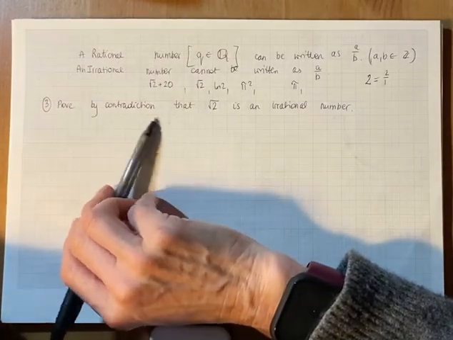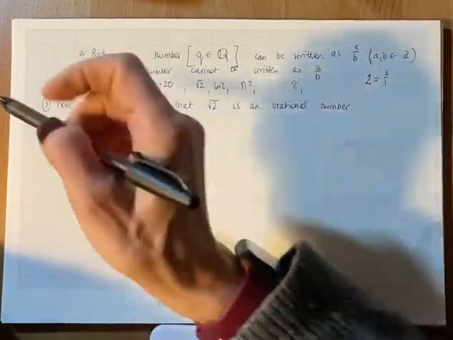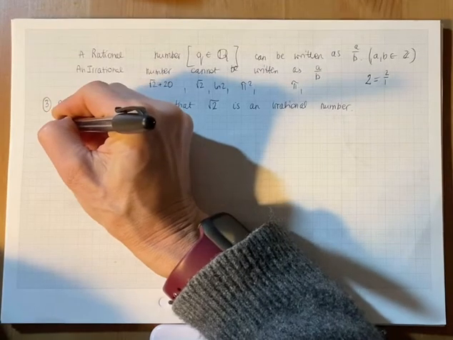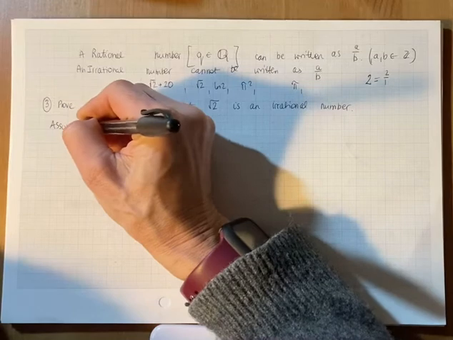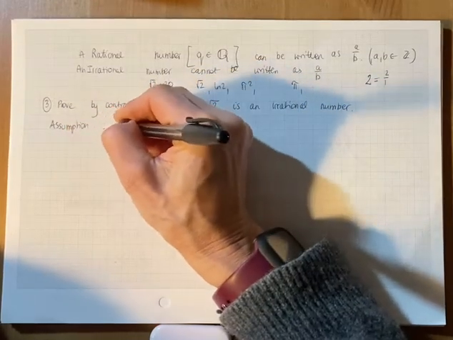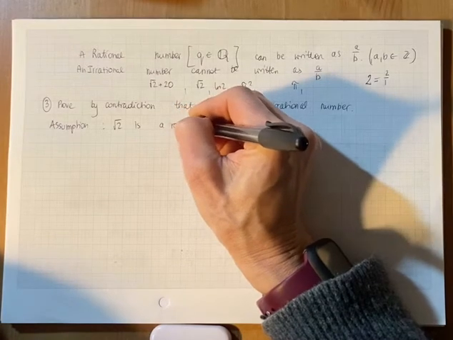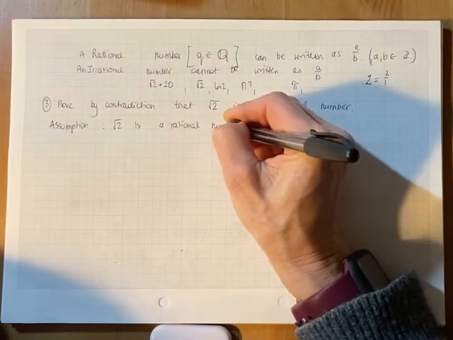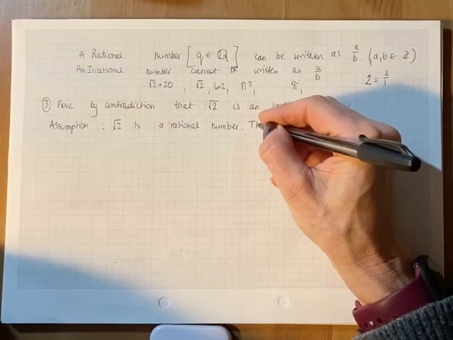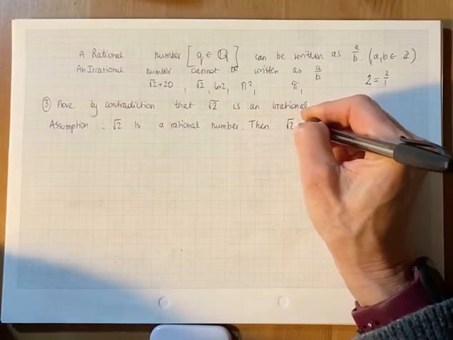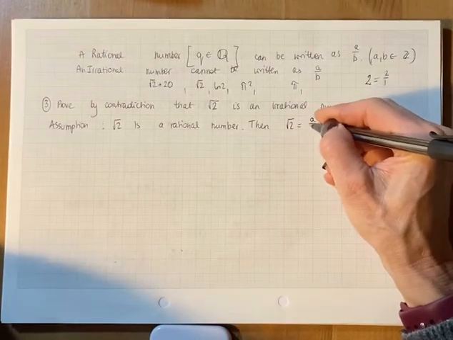So we're going to prove that root 2 is an irrational number. And we're going to make an assumption. So our assumption is going to be root 2 is a rational number. So what does it mean? If it is, then root 2 can be written as a fraction. Let's put a over b.